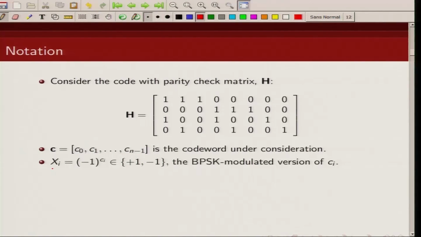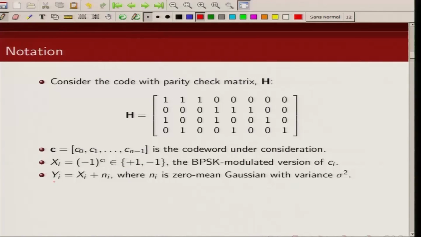Now, this code word is modulated using BPSK modulation. So, we are mapping 0 to 1, and 1 to -1. So, that is your BPSK modulated version of the code bits denoted by x of i. y of i is your received modulated code word. So, we are considering an additive white Gaussian noise channel with noise variance given by n square, and it is a 0 mean Gaussian noise.